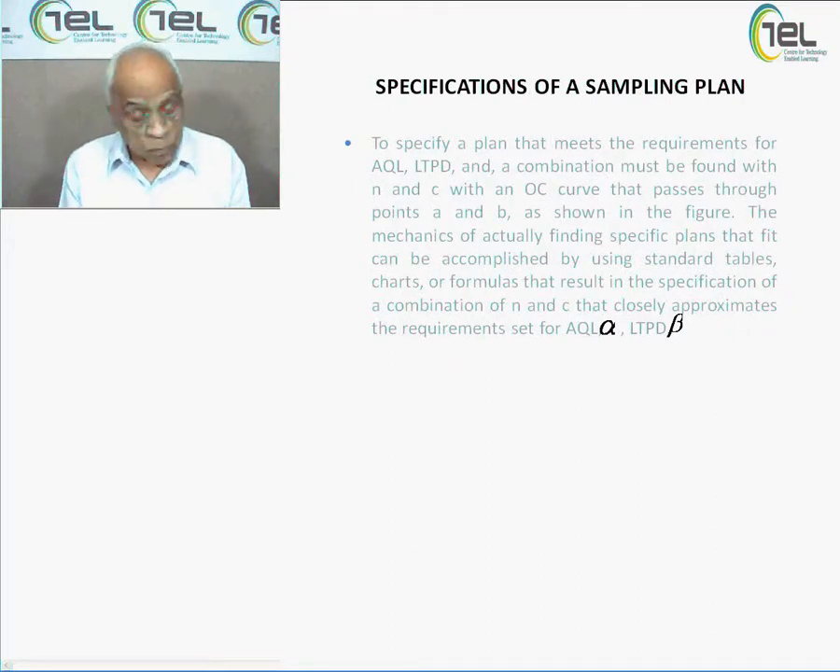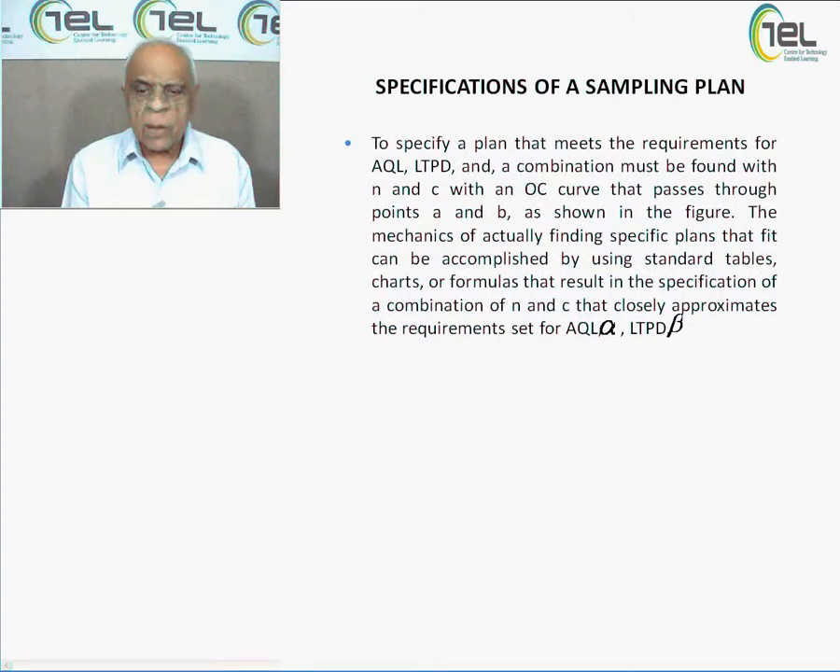Now again, every sampling plan that has been made, every rejection, every quality and quantity has to be considered. In that we have to make specifications. So what are those specifications? To specify a plan that meets the requirements for AQL and LTPD both, I am talking about producer risk and consumer risk.